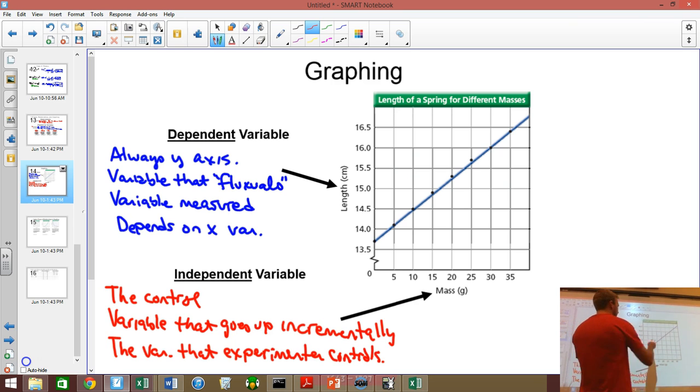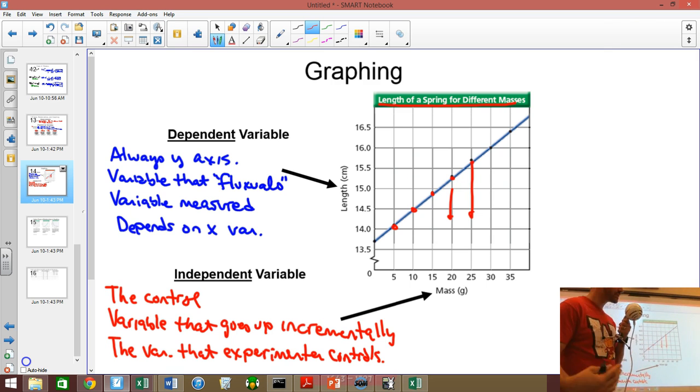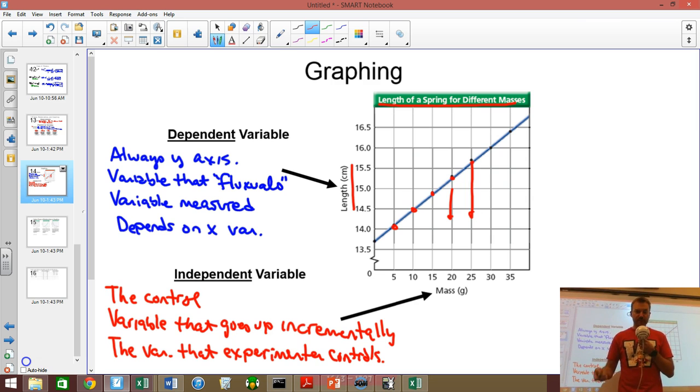Like in this experiment right here, length of a spring. So what they're doing, it looks like they're hanging 5 grams, 10 grams, 15 grams, 20 grams, 25 grams. They're hanging predetermined amounts of weight on a spring to see how far it stretches. And then how far it stretches, the length, that is the dependent variable. The length of the spring depends on how much mass is hanging from it.